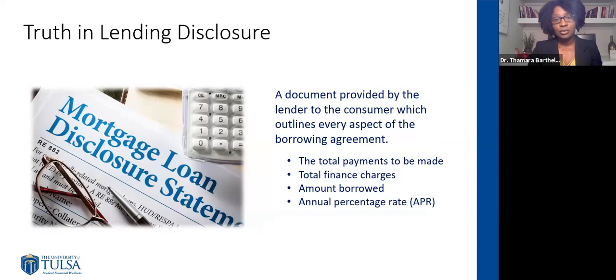of your borrowing. There are 4 different things that are covered. The first is how many payments will be made. Second is what are the finance charges. And finally, what is the amount that has been borrowed, and also the annual percentage rate that you will be paying. By law, if you are ever extended credit and you don't receive that from a lender, make sure you ask for that.